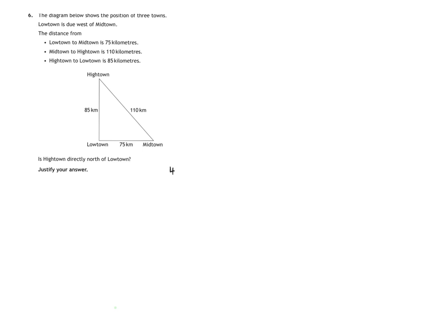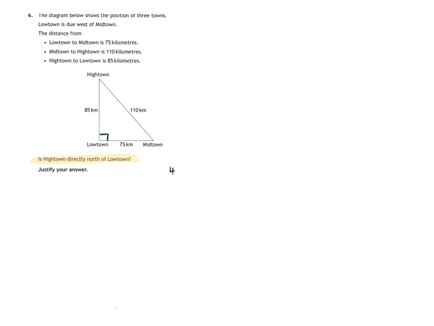So that's the important part of this, is Hightown directly north of Lowtown? Now for this, if it is directly north, then the angle in here will be a right angle, because that's west, and we know that between west and north is 90 degrees. So how are we going to prove, or otherwise, that that's a right angle? That's got to be the converse of Pythagoras.